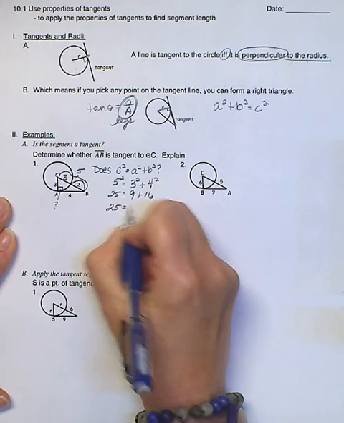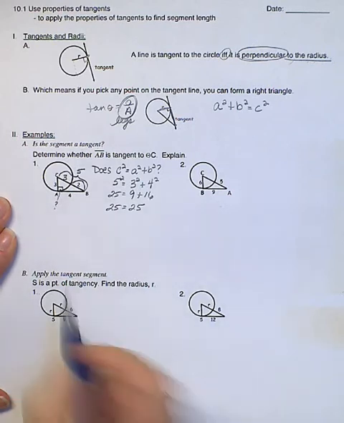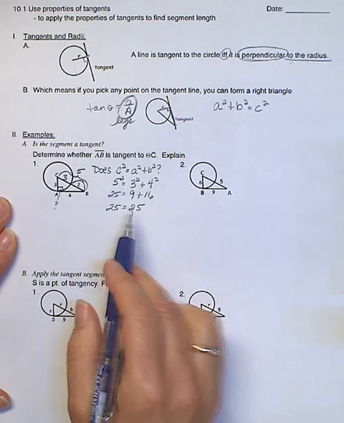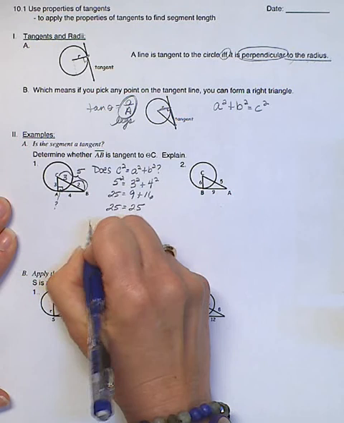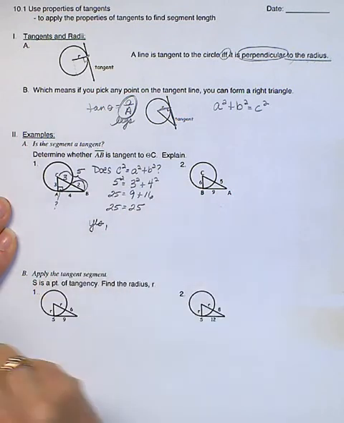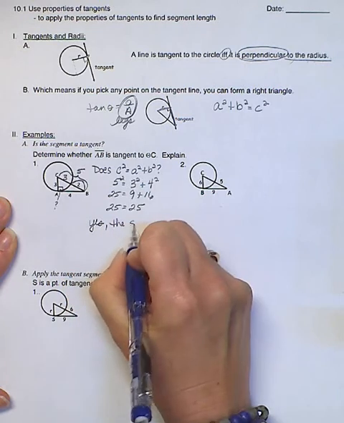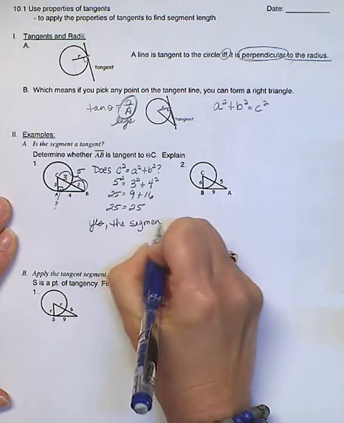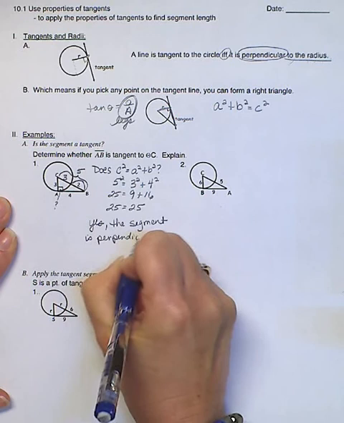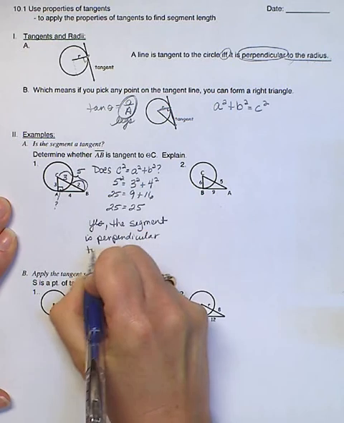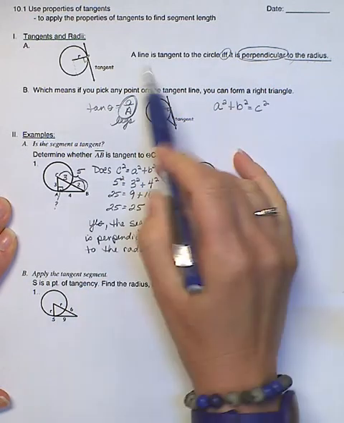So we need to finish the question, because we actually haven't answered the question. We've just done the work. Determine whether segment AB is a tangent to circle C. So yes, it is, and then explain why. And that is because we have proven that the segment is perpendicular to the radius. And that's what the theorem says. A line is tangent if we can prove that it's perpendicular to the radius.